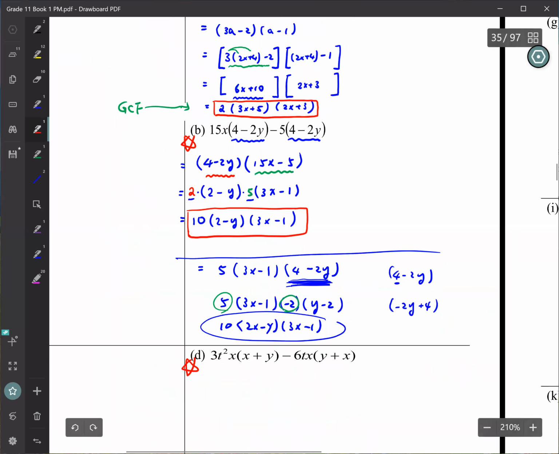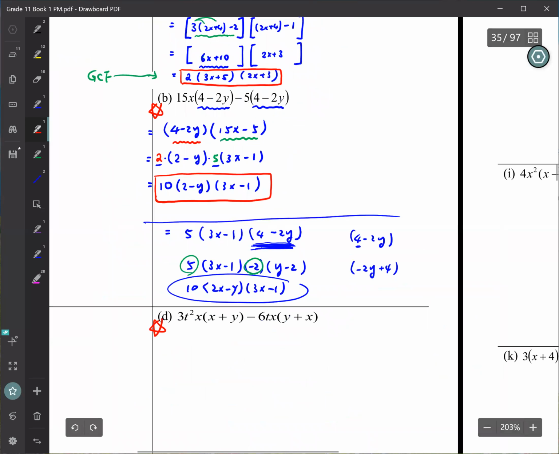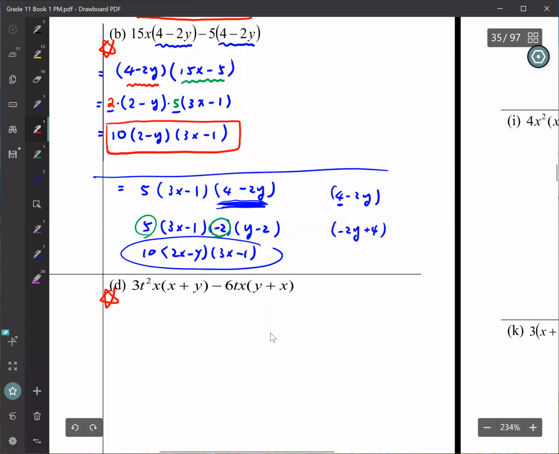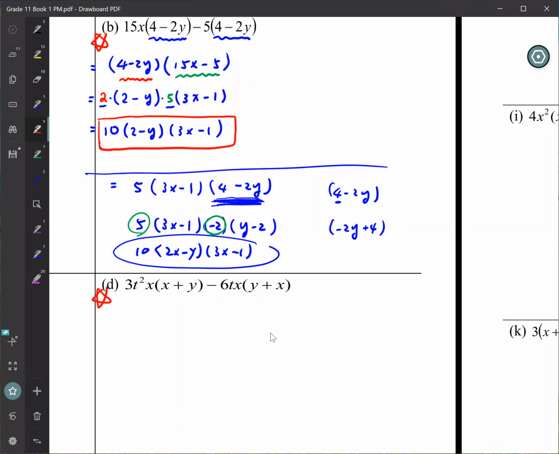Okay, let's do another one. Question D. Any question about B? Does anyone want to ask me anything? Okay, we'll look at D. Same thing, you try this by yourself first. If you think you're done with D, please raise your hand and go over it together.